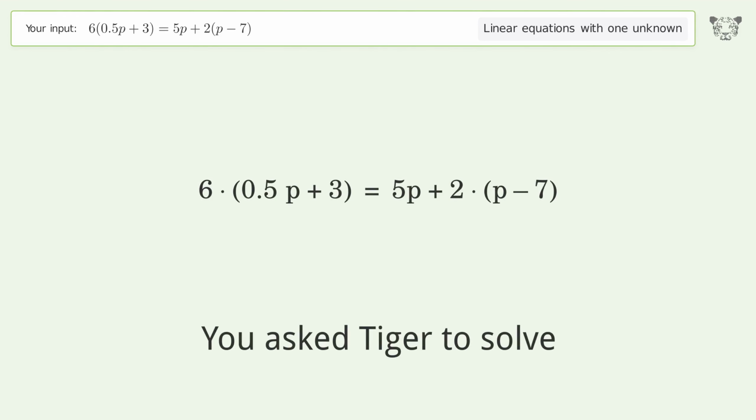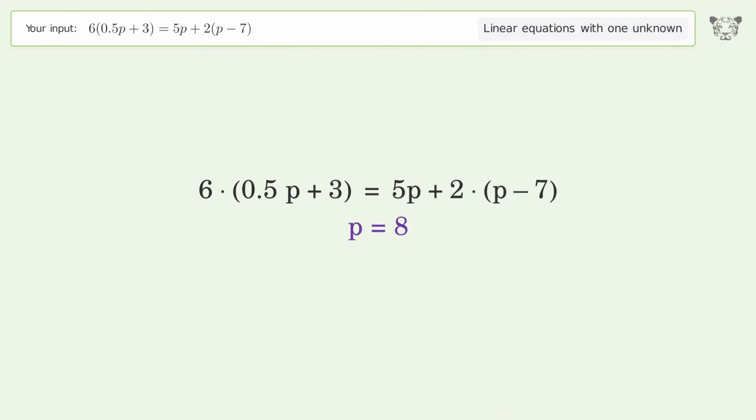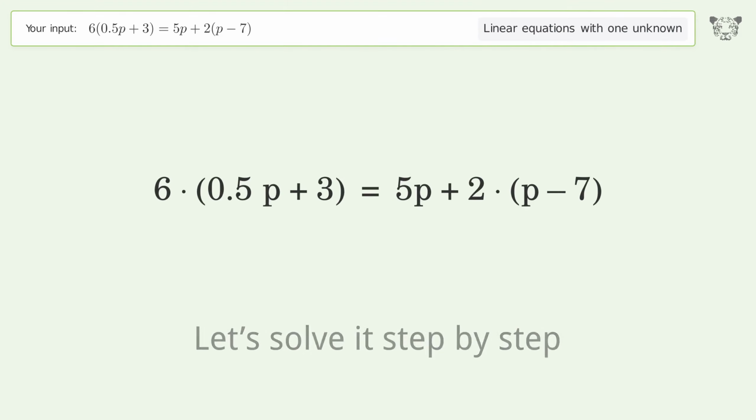You ask Tiger to solve. This deals with linear equations with one unknown. The final result is p equals 8. Let's solve it step by step.